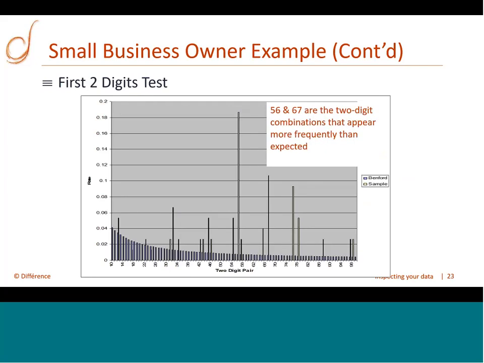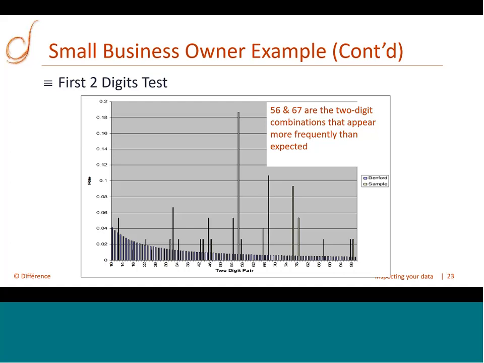And then he did the last test, the first 2 digits combined. There we can see that when we combine the first 2 digits, the 56, which is the very high yellow bar, and the 67 are the 2 numbers that are appearing very often, much more often than what would be expected according to Benford.